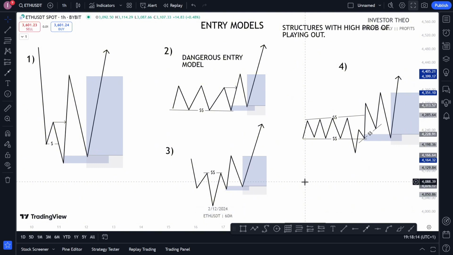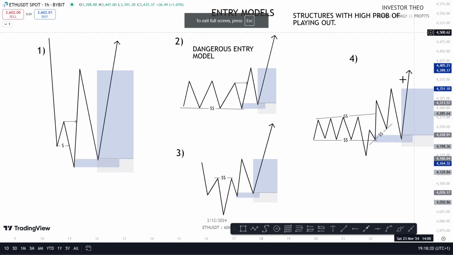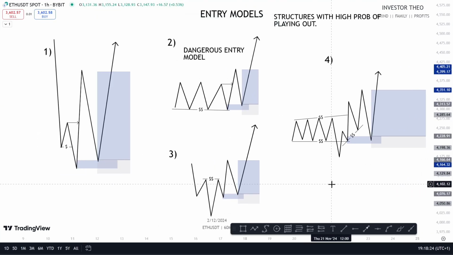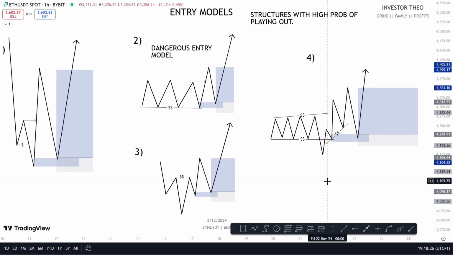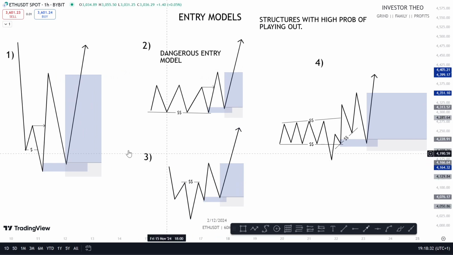So these entry models are literally just here for you to see. You can take a screenshot of these entry models. Oh, imagine I didn't take my full screen all this while. So yeah, this is a full screen, so I can clearly see it on the screen. Yeah, so you can take a screenshot of these entry models. You can backtest them in the market, see what works best for you, know how to work with them.